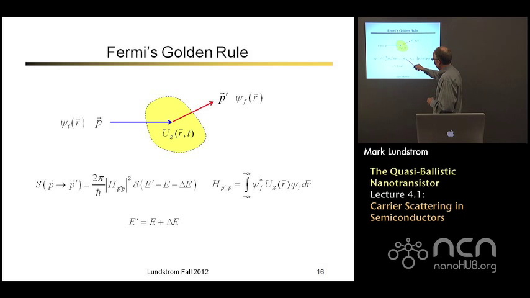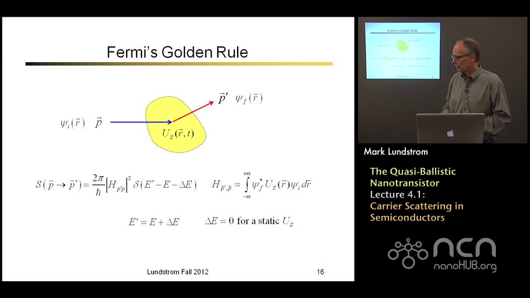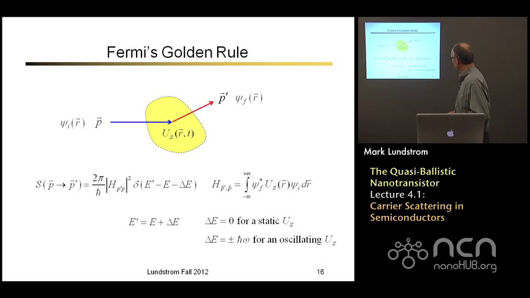This delta function says that the final energy is the initial energy plus the change in energy that occurred during the scattering event. If this is a static potential, like just a charged impurity, then it's an elastic scattering event and there's no change in energy, just in direction. That's what we call elastic scattering. If the random potential that we're dealing with is maybe due to a lattice vibration, then we can either absorb energy h bar omega from the lattice, or we can emit energy h bar omega to the lattice, and we have an inelastic scattering event. And we've scattered either to a higher or lower energy.